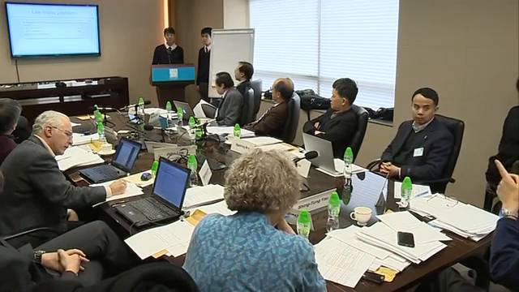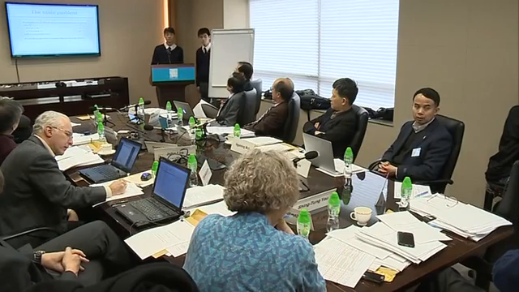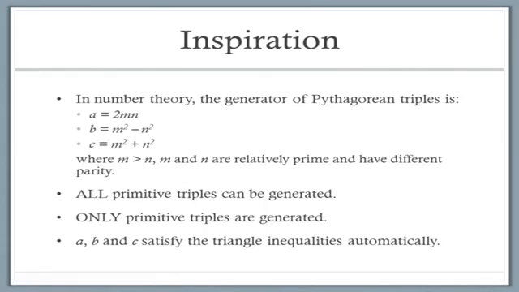Can you prove that this is a sufficient condition for a triangle to be formed? Yes. This problem actually involves number theory and geometry, and we are inspired by the well-known Pythagorean triples in number theory. In this theory, a Pythagorean triple can be generated by this generator, as shown here. There is a nice property that all primitive triples and only primitive triples can be generated. Also, a, b, and c will automatically satisfy the triangle inequality.